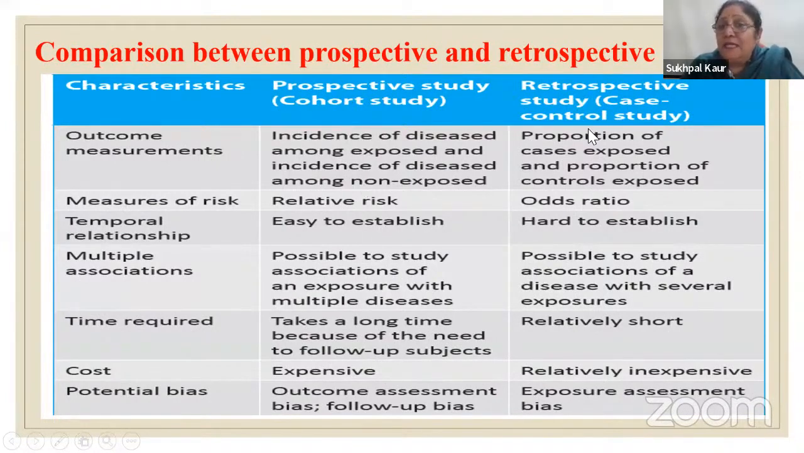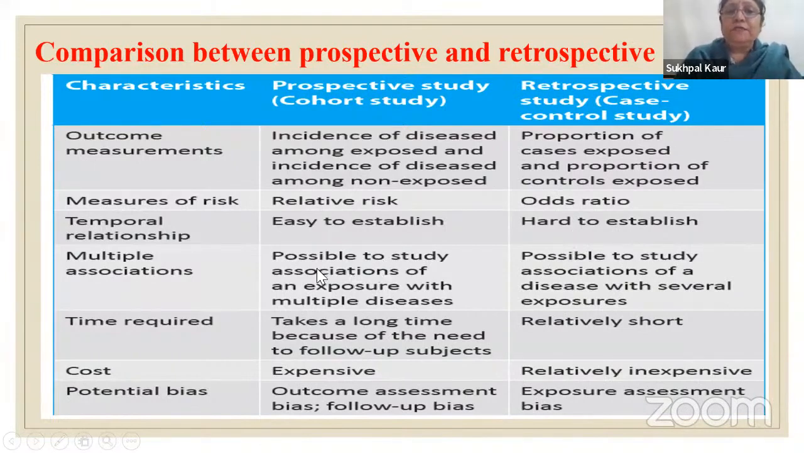In retrospective case control studies, we are looking for the proportion of the cases exposed and the proportion of the controls exposed. The measure of risk in prospective studies is relative risk. In retrospective studies, it is the odds ratio. The temporal relationship is easy to establish in prospective and a little hard to establish in retrospective.